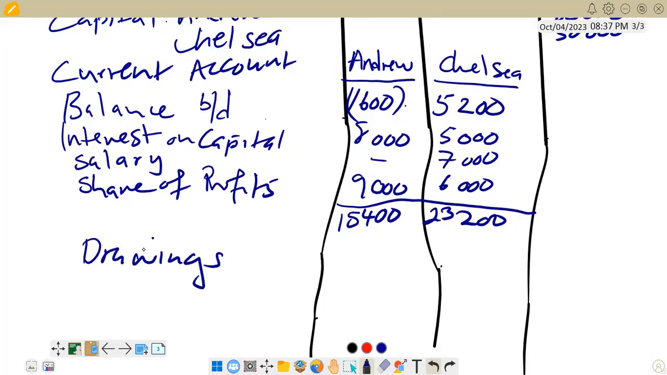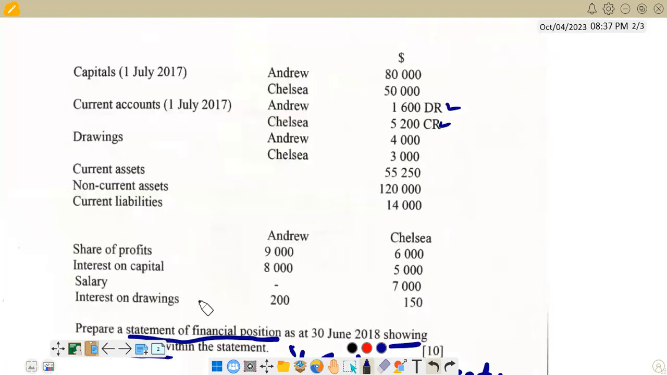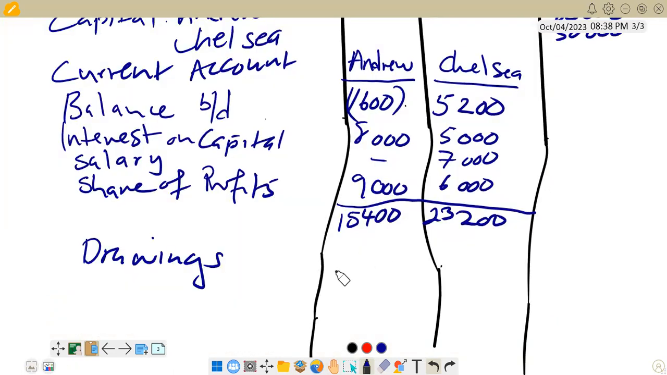So these figures, again, we get them in the list in the question. The figures for drawings are there in the question. Where can we get those figures for drawings? Yeah, drawings are here. We have Andrew 4,000 and Chelsea 3,000. So we are going to input those figures. Andrew there is for drawings 4,000 and the other one 3,000. And obviously, we check if we've got interest on drawings again. And according to our question, we do have interest on drawings. So here we are going to include interest on drawings.